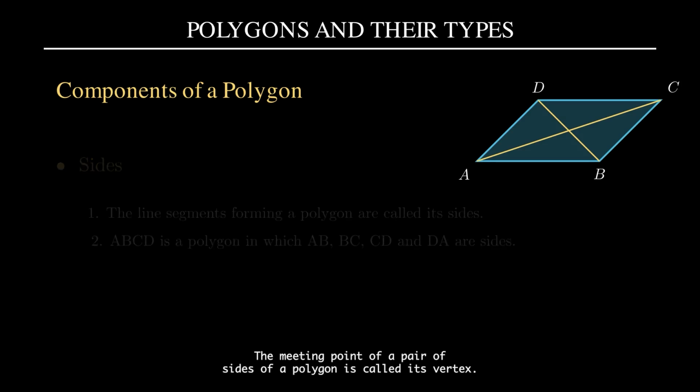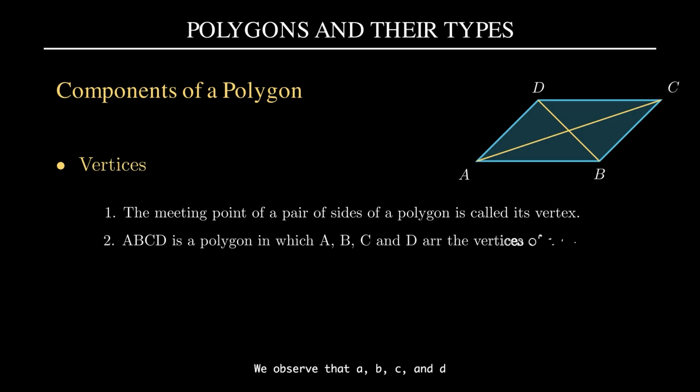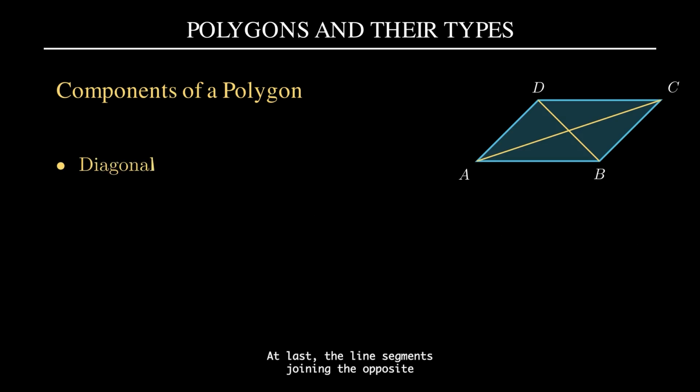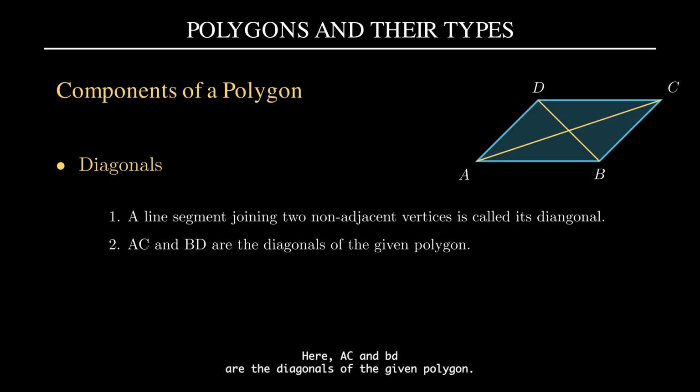The meeting point of a pair of sides of a polygon is called its vertex. We observe that A, B, C, and D are the vertices of polygon ABCD. At last, the line segments joining the opposite or non-adjacent vertices of a polygon are called its diagonals. Here, AC and BD are the diagonals of the given polygon.